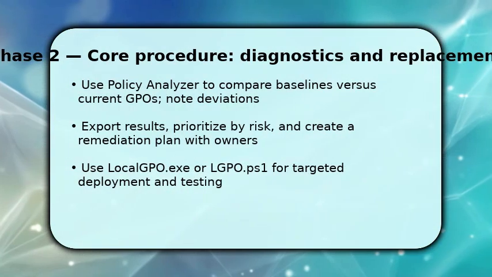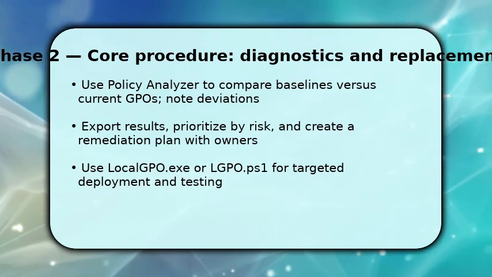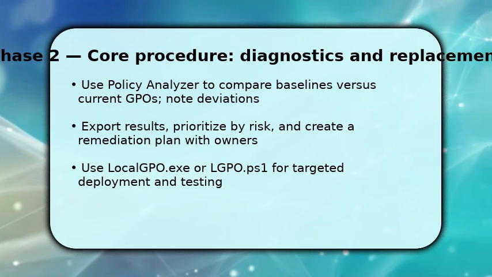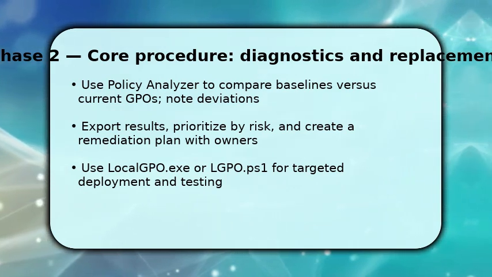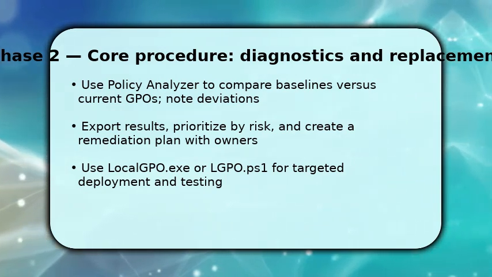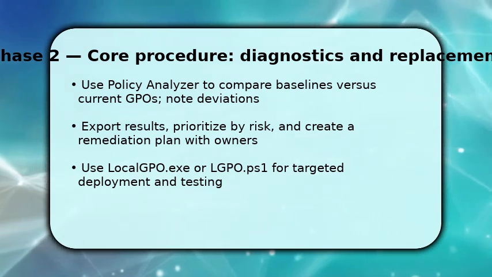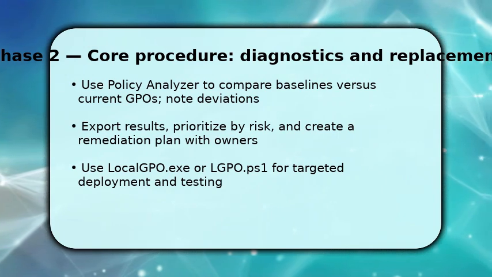You will now analyze differences and decide actions. Start by running comparisons in Policy Analyzer. Once done, export the report to CSV and sort by high-risk settings versus business impact. Make sure to assign owners and deadlines for each remediation item, then create an incremental deployment plan.